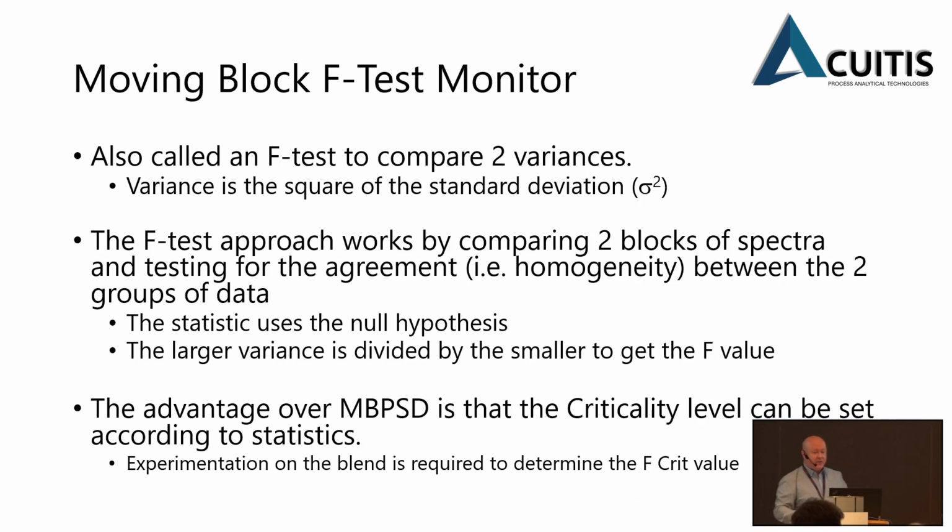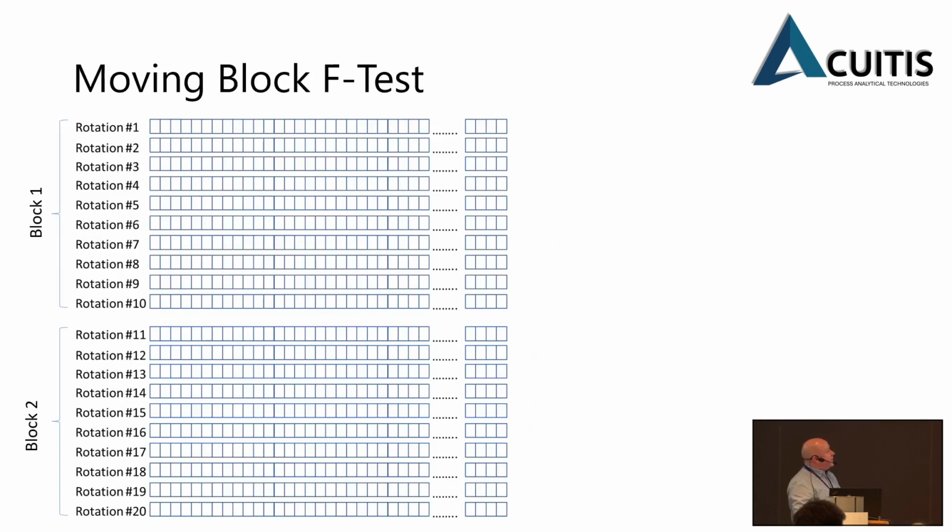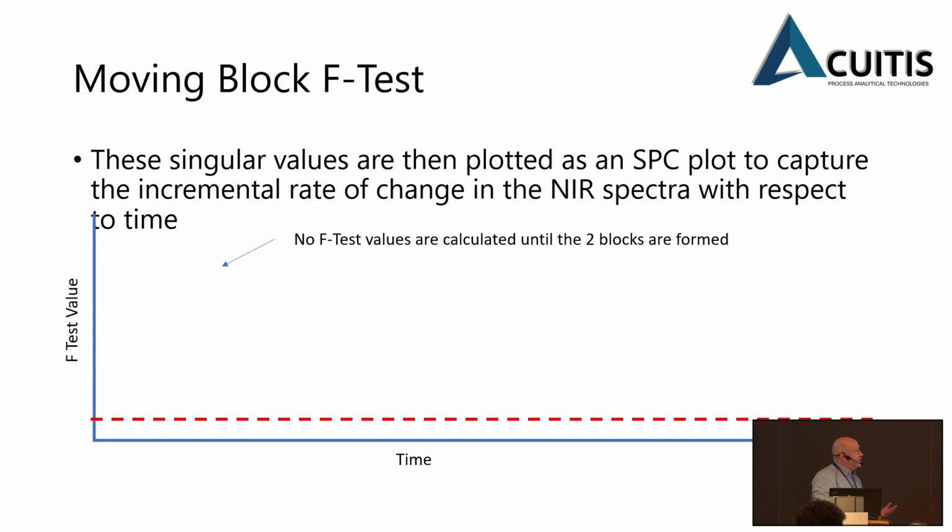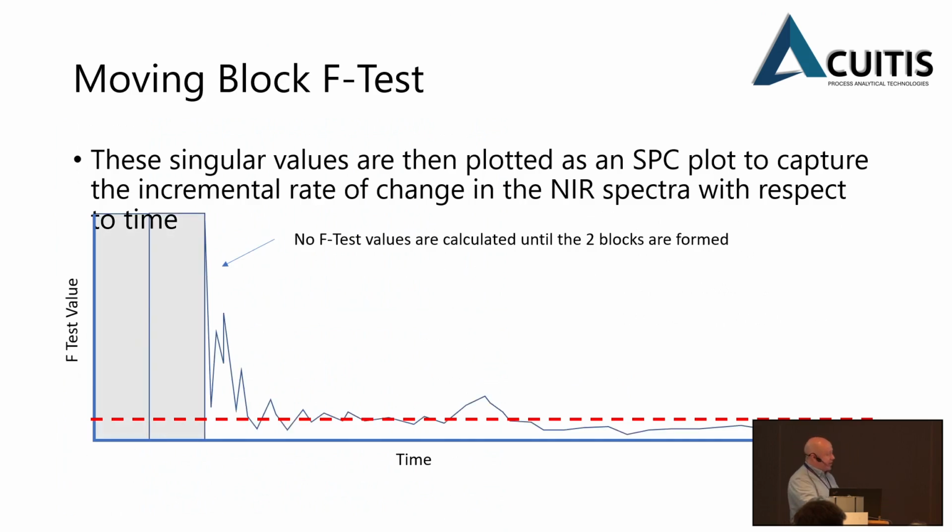Again, it's a similar sort of approach, except that we're using two adjacent blocks of data in this case. As we form the blocks, we make an F test between the two populations and compare them for difference, basically. So again, we get a very similar response. In this case, we have a longer time before we form the two blocks to compare, and we get a similar sort of outlook.